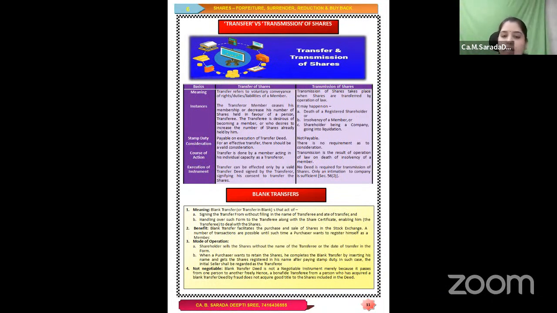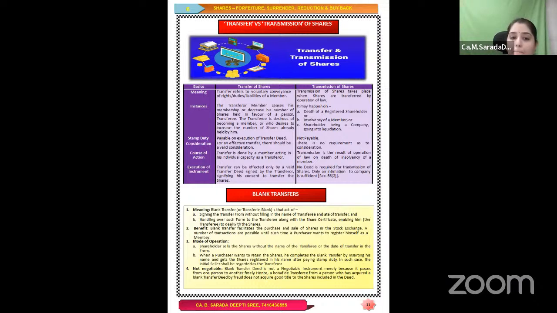So these are the main important points in case of transfer and transmission. Transfer is a voluntary act where consideration is involved. Transmission takes place because of operation of law, where there is no consideration between the transferor and transferee. Automatically shares are transferred, but in case of transmission, you cannot call the transferee a member unless he gets registered with the company. Only when he gets registered will he be called a member of the company. These are the important points relating to transfer and transmission.